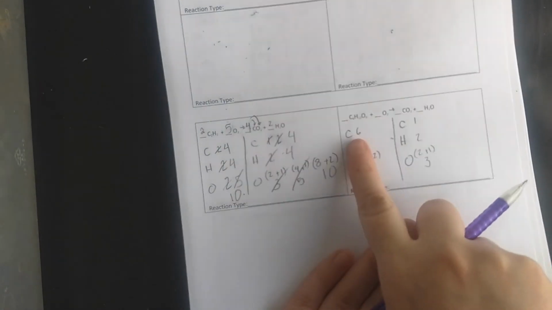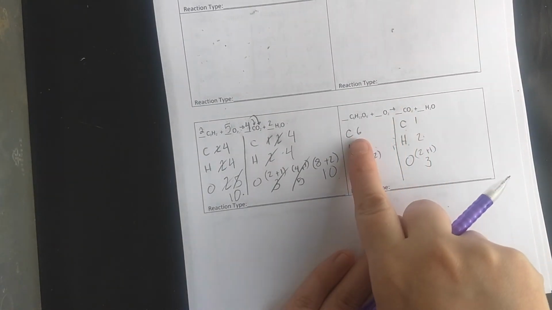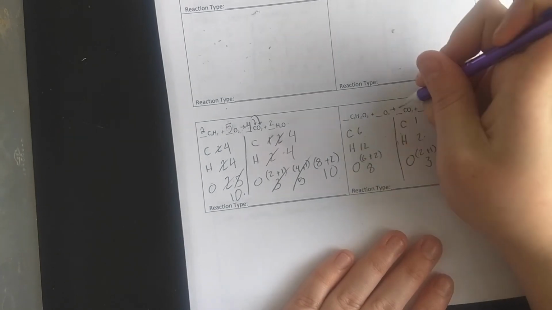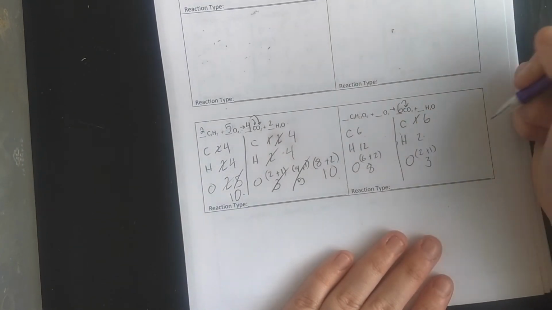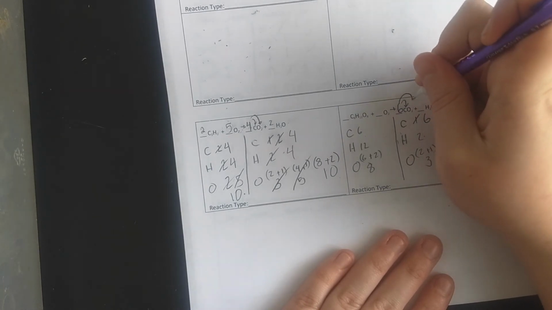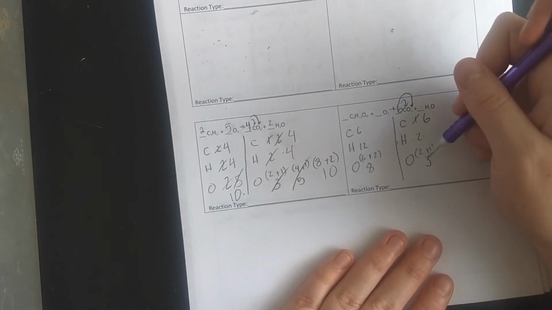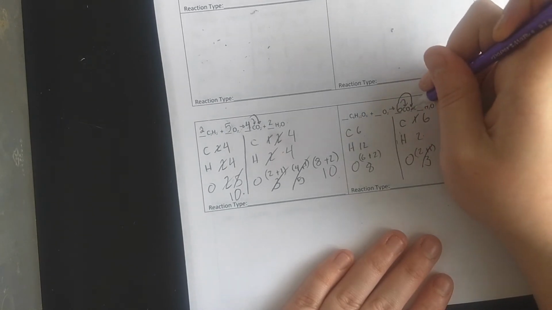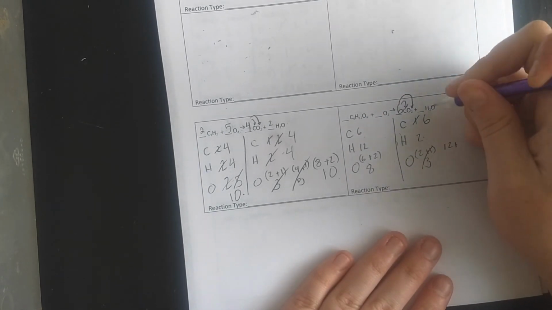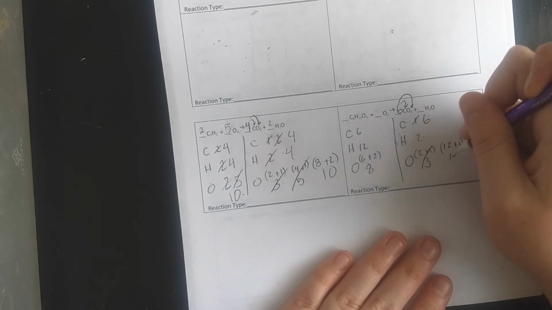Okay, so let's start with our carbons. We have 6 here and 1 here. So I'm going to change the side that has less. I'm going to multiply it by 6. So it equals 6. But that means I also have to change the oxygens. Now remember, I'm not multiplying this whole thing by 6, just the first part. 6 times 2 is 12, plus the 1 from here is 13.